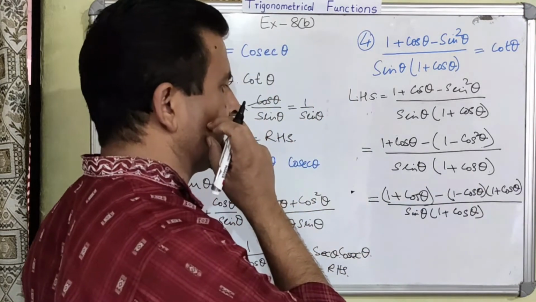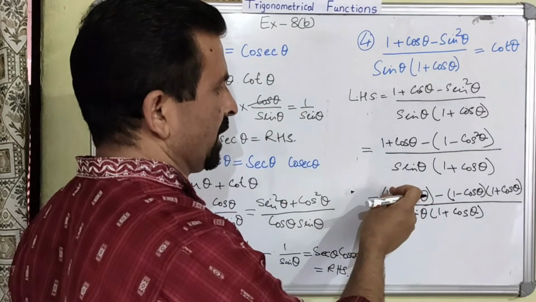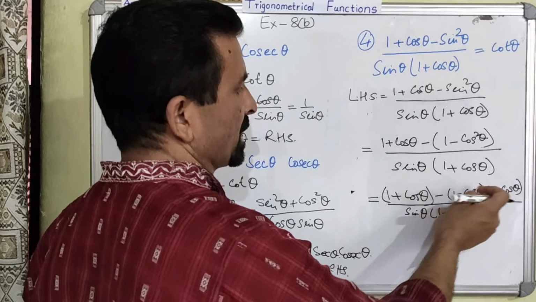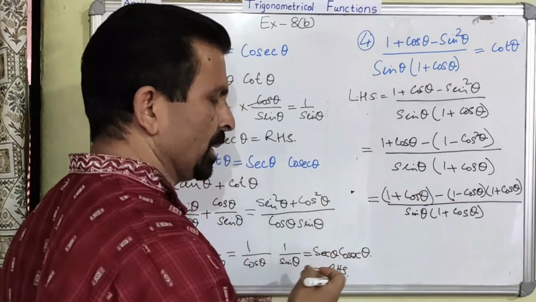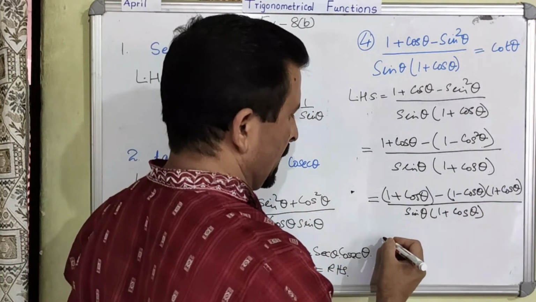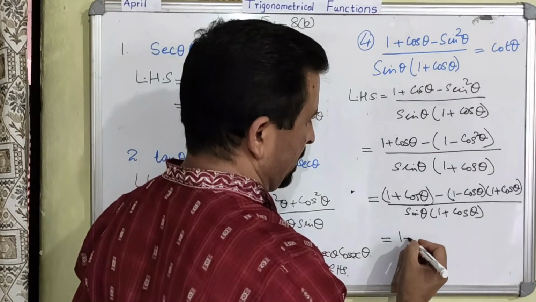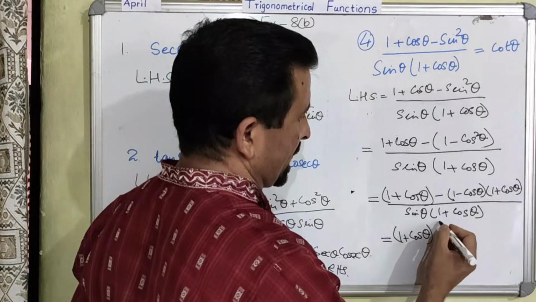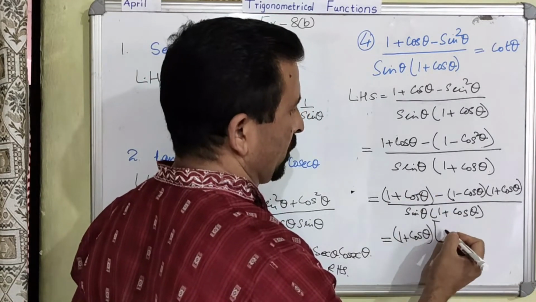Now in the numerator we can see that here we have 1 plus cos theta, and here also we have 1 plus cos theta. So this 1 plus cos theta is common in the numerator. We can take it out. This becomes 1 plus cos theta is the common factor. This is taken out, and therefore from here you will get 1.